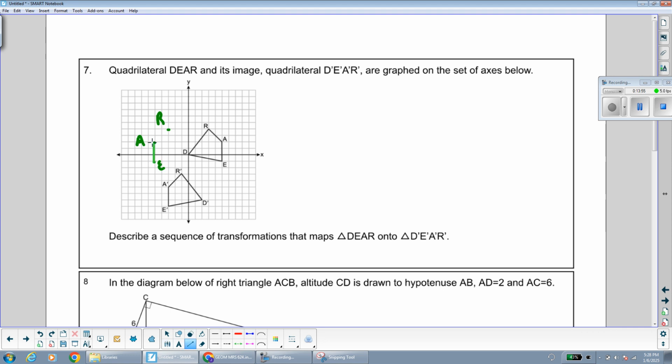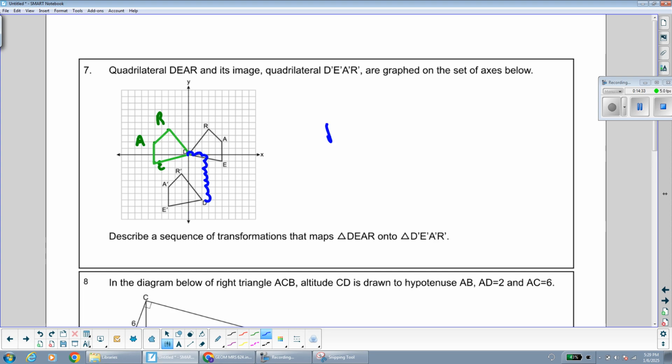And let's see if that makes the orientation the way that we need it to be. R matches up with R, A matches up with A, E matches up. Yes. Okay. So now we can just translate downwards, and to the right. So we need to translate, and I'll just go by D to D prime. So we need to translate 1 to the right, and 1, 2, 3, 4, 5. Oh no, 2 to the right, and 7 down.